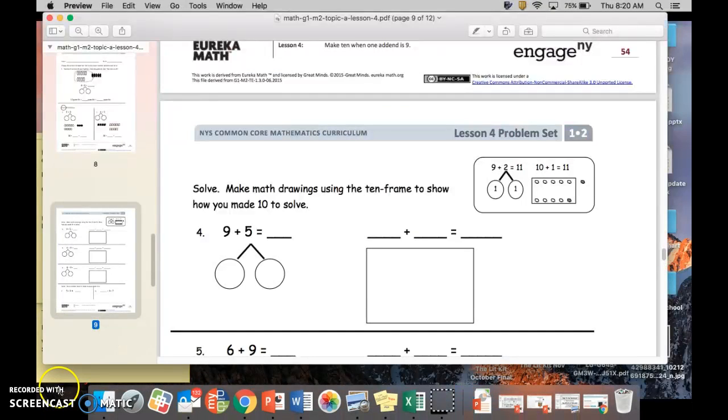Alright, good luck, guys. Make sure you check your answers on the answer key when you're done. And if you made a lot of mistakes that you don't understand, sign up for a small group mini lesson. Alrighty, good luck.